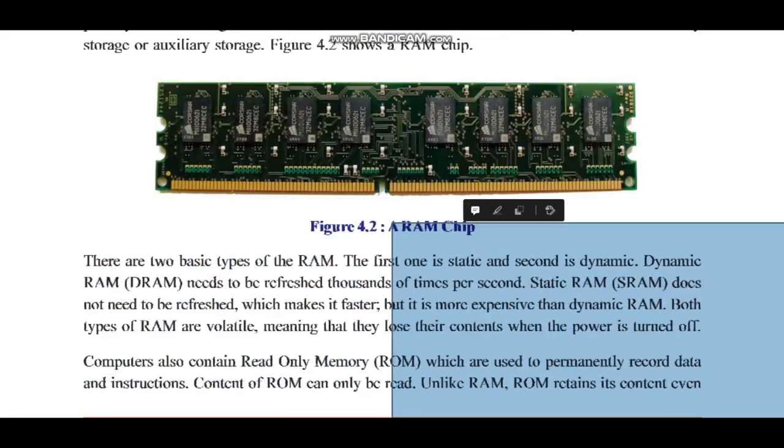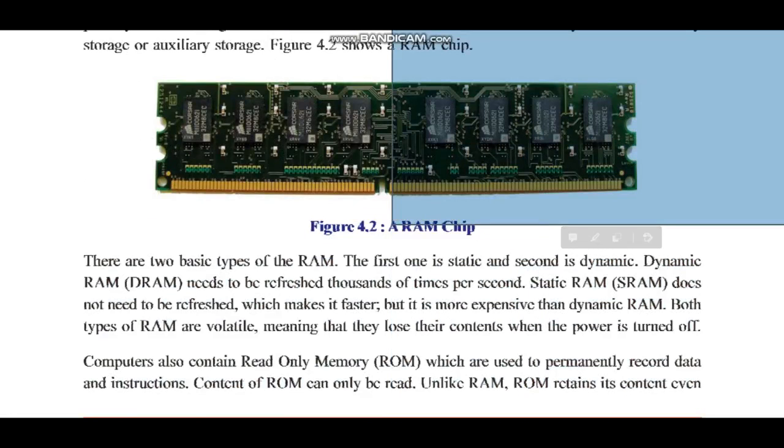Move to the descriptions. There are basically two types of memory. The first one is static and the second is dynamic. In the RAM, there are basically two types, static and dynamic. Now we will see the description of these two.